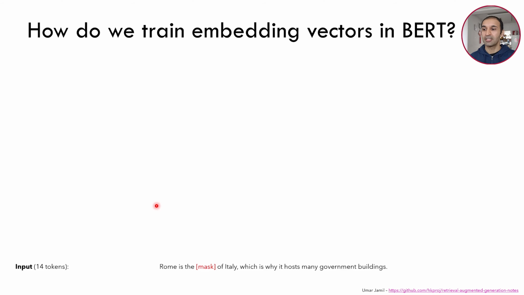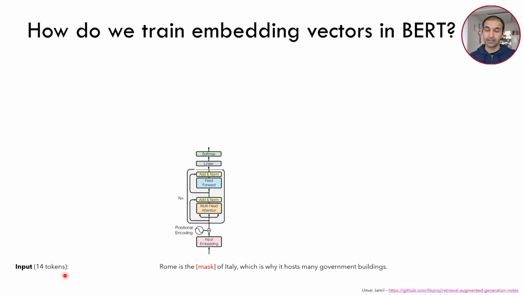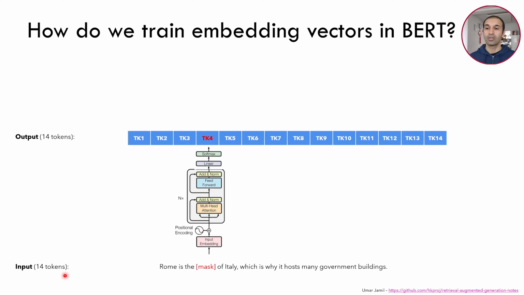For example, imagine we want to train BERT on the masked language model task, and we create an input with the masked word just like before. So Rome is the something something of Italy, which is why it hosts many government buildings. We replace the blank space with a special token called mask. This becomes the input of BERT, which is made of 14 tokens. We feed it to BERT. BERT is a transformer model, so it's a sequence-to-sequence model: if the input is 14 tokens, the output will also be 14 tokens.